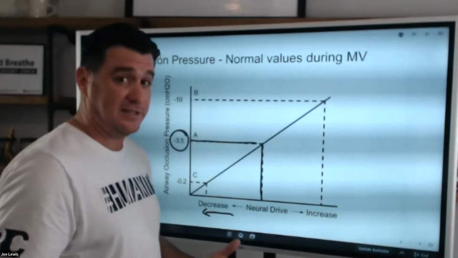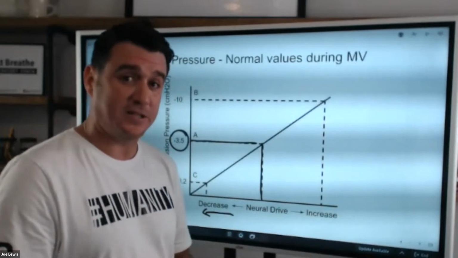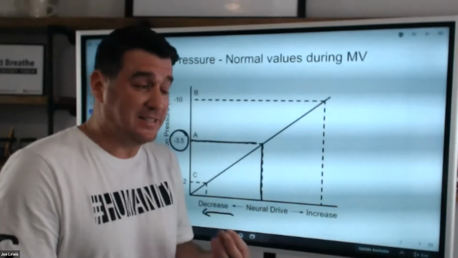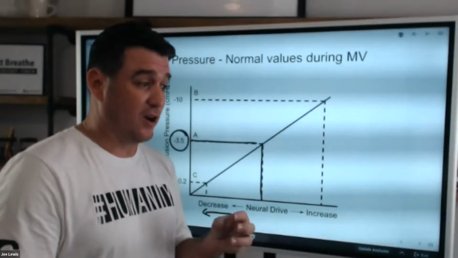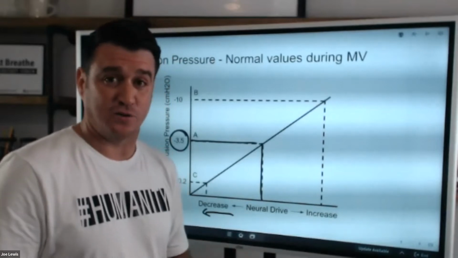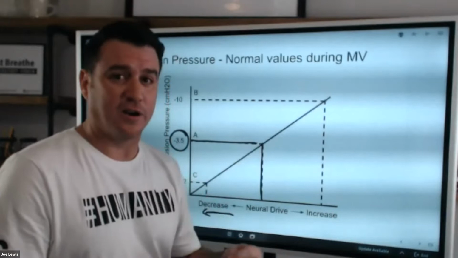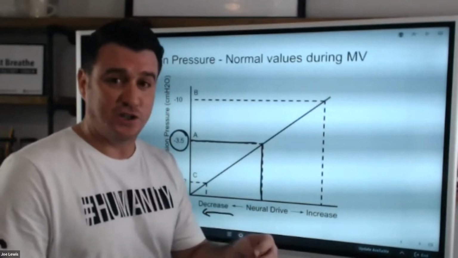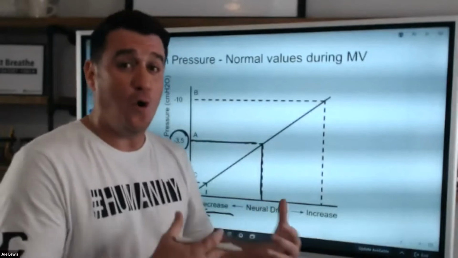Again, also in ICU, this is going to be very common, especially in your patients who are sedated. It makes sense that they're going to present with a reduction in their neural drive because they are sedated. And if they're sedated properly, then that's probably where they should be. Now, this can also be an indication of over-sedation.